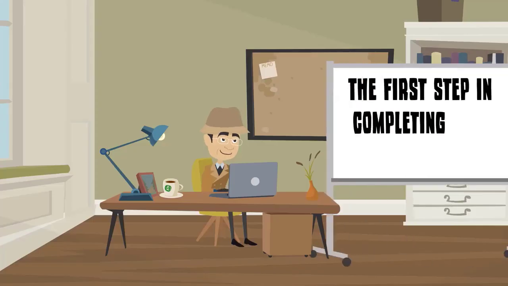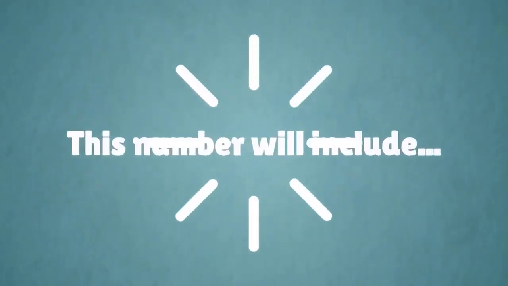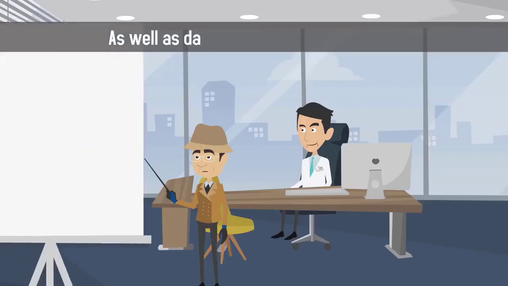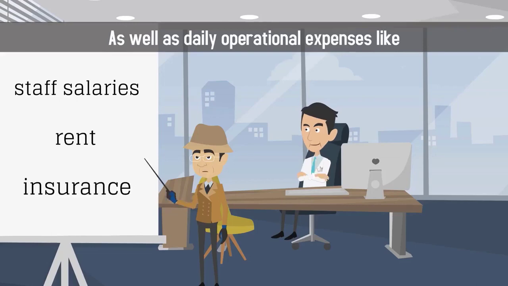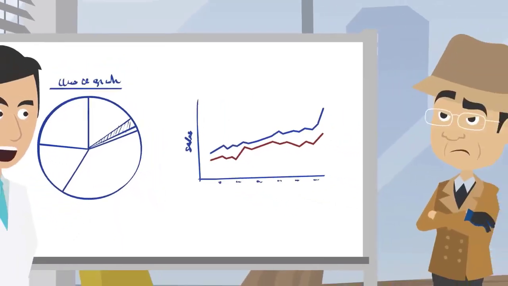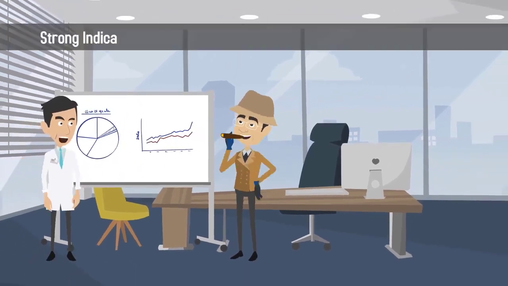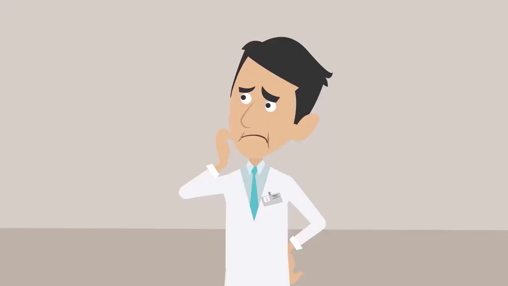The first step in completing this analysis is to estimate the cost of your operating activities. This number will include the income you receive from patients and insurance companies, as well as daily operational expenses like staff salaries, rent, and insurance. The net figure you arrive at after looking at inflow and outflow gives a strong indication of the overall operational cost of running your practice.